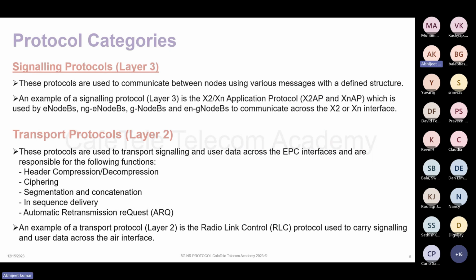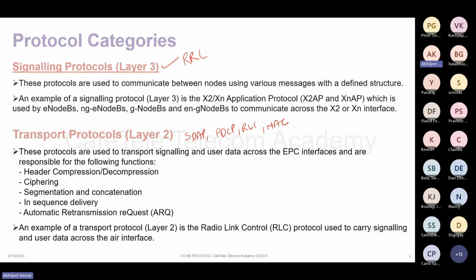Now, second category: when I'm talking about 5G, we have two layers. One is called layer 3, which we can also say is RRC, and layer 2, which we can also say is SDAP, PDCP, RLC, and the MAC layer.